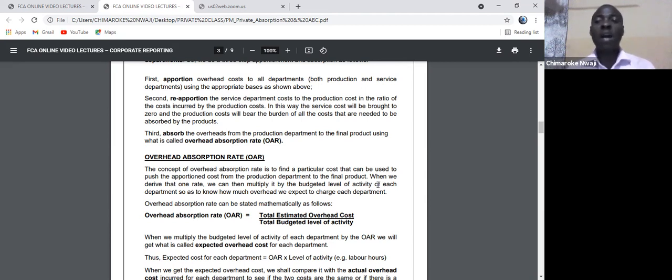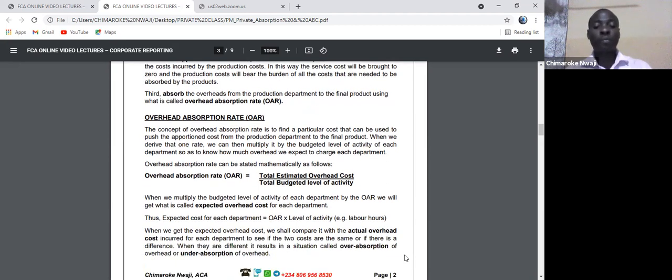1,000 naira per hour, and they have used 30 hours, they're going to charge 30,000 naira. If another department uses 50 hours, at 1,000 naira per hour, they're going to charge 50,000. So that is how we use the overhead absorption rate.